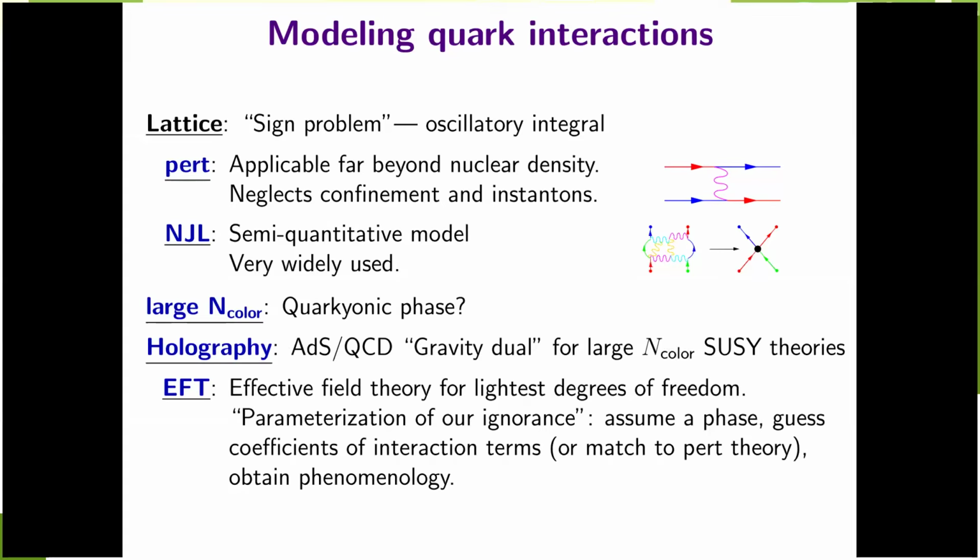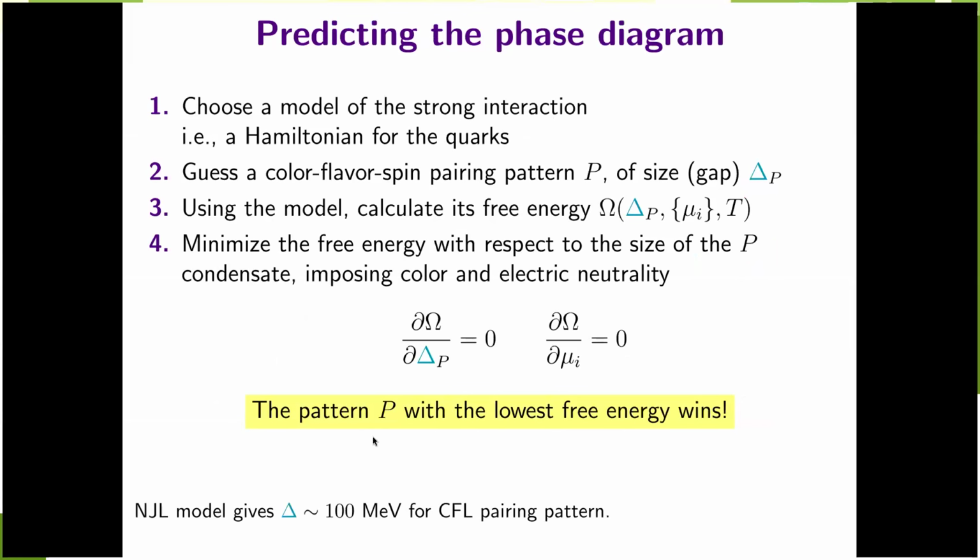And this is the background behind the calculations that people do: try out different pairing patterns, plug them into this, and get the answer. And the answer seems to be that the NJL model and perturbative QCD, and I think most everything that's been tried, predicts a gap in the range of tens to 100 MeV for the color flavor locked pairing pattern at the kind of densities we're interested in for neutron stars. So maybe if there's quark matter in a neutron star, it could be in this color flavor locked phase.